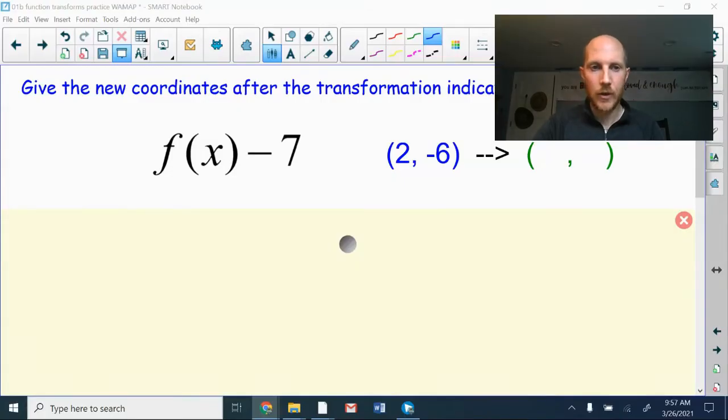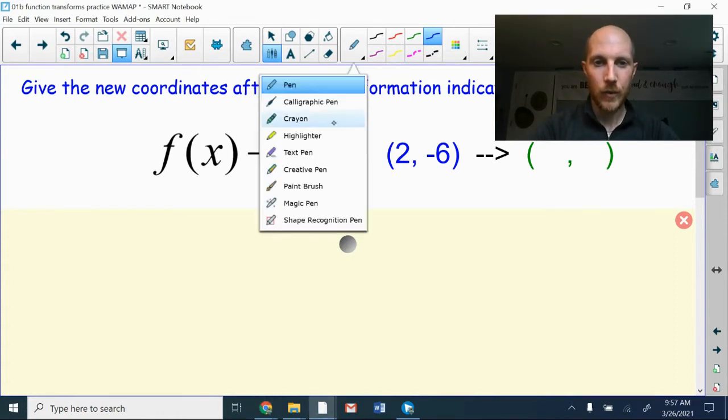All right, let's take a look at how these transformations affect some coordinates. So I'm going to start at the top here. My function is described as this transformation, f of x minus 7. I'm given some original coordinates, (2, -6), and I need to find the new coordinates after the transformation is performed.